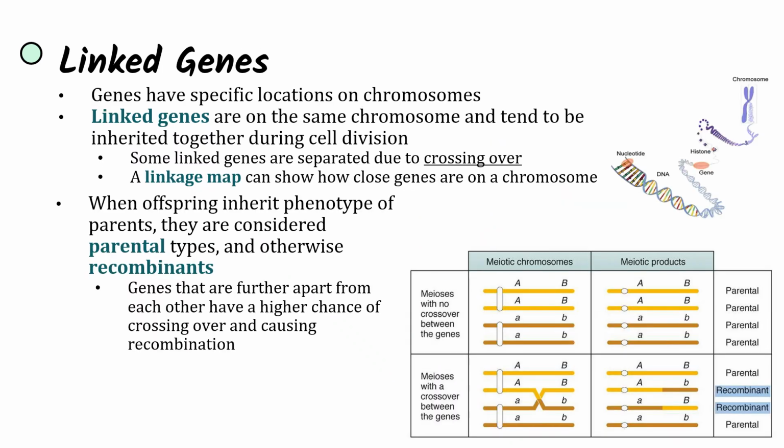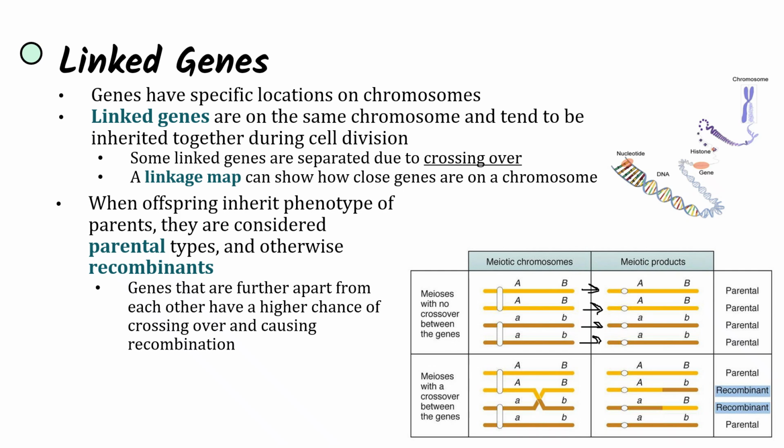So genes are genetic information, and as such, they have specific locations on chromosomes, because chromosomes and DNA are what's storing that genetic information. And linked genes are on the same chromosome and tend to be inherited together during cell division. And the only way they could be separated is due to crossing over. So if we look down here, when we have our homologous chromosomes that are getting ready for meiosis, if no crossing over occurs, then all of the four haploid daughter cells that come out of meiosis are going to have a chromosome that is identical to what the parents had. They're going to be parental type. That will be their genotype and their phenotype.